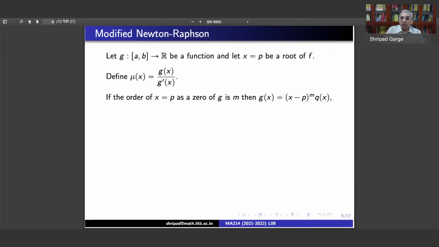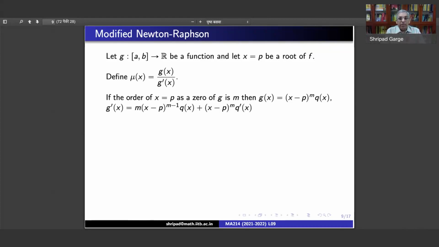Okay, the 0 contribution at p is taken and consolidated in this (x - p)^m. q has no 0 at p. Then compute the derivative, which will be m(x - p)^(m-1) into q(x) plus (x - p)^m into q'(x), our usual formula for the derivative.